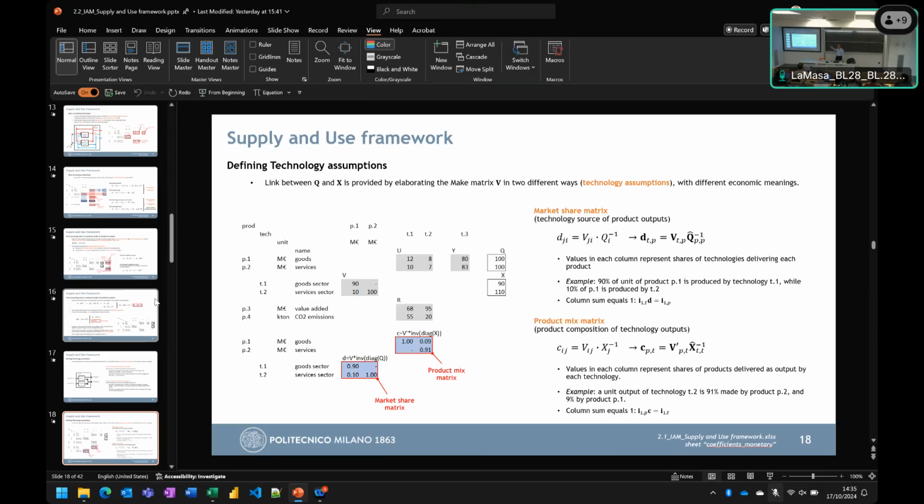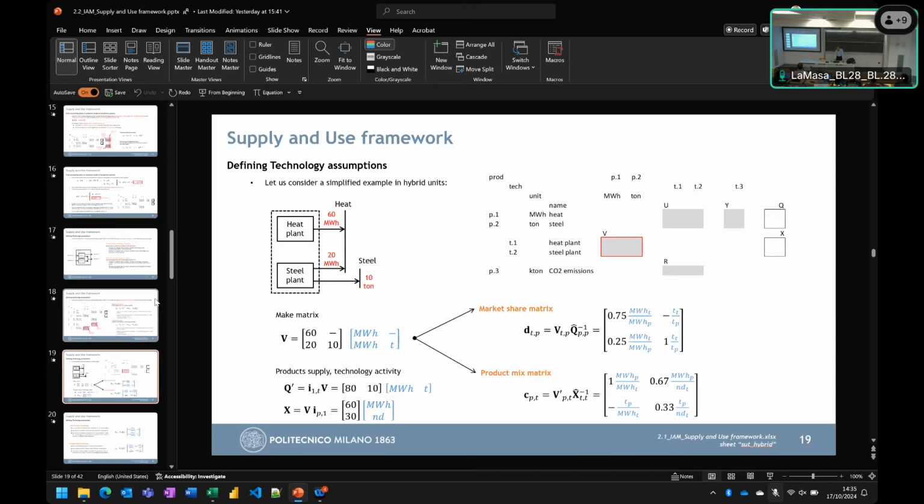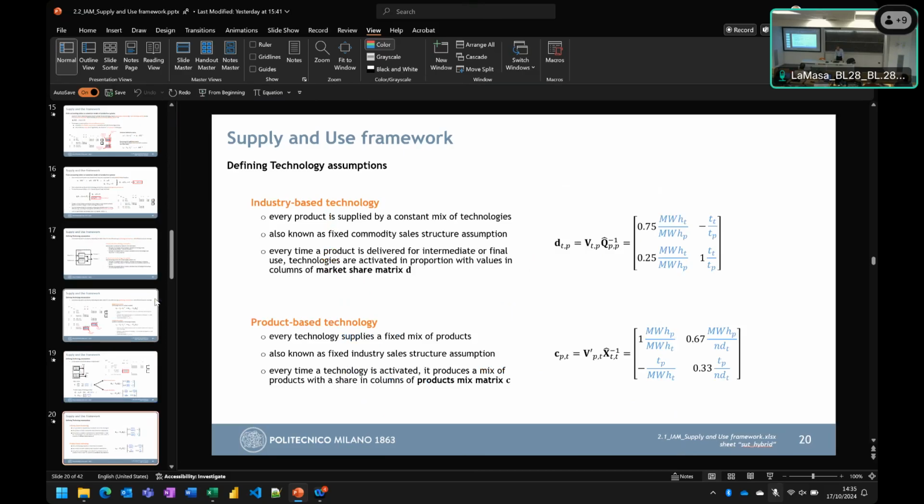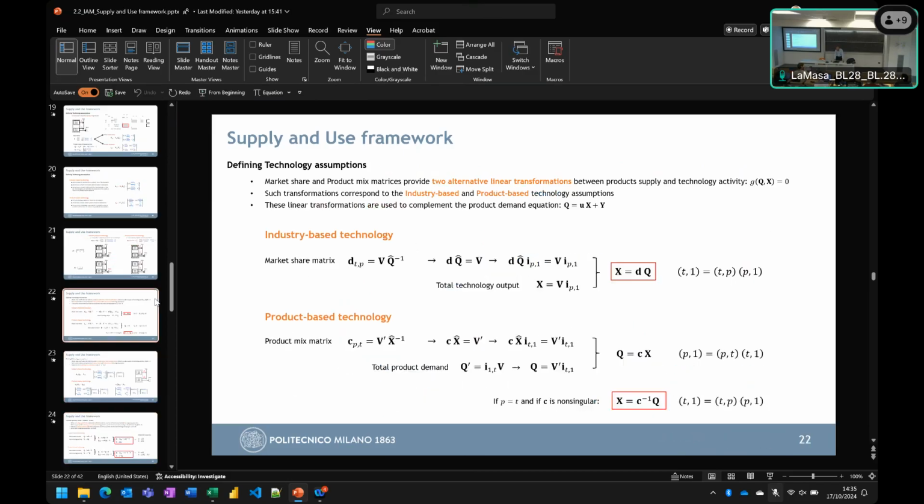So we have on one hand the market share matrix, the small d, and then we have the small c, that is the product mix. So if we write balances that link product supply with technology activity, we get two very different linear transformations that enable us to move from the technology activity to product supply. And these linear transformations are expressions of, alternatively, an industry-based or a product-based technology assumption.